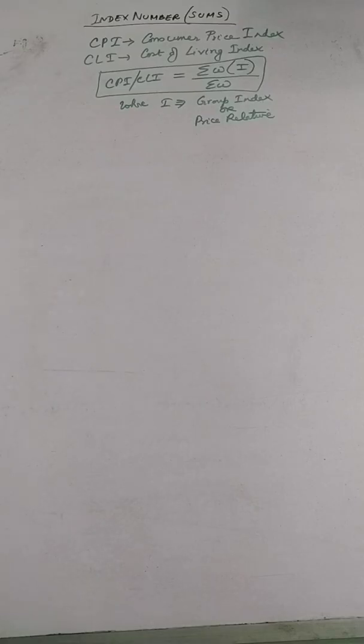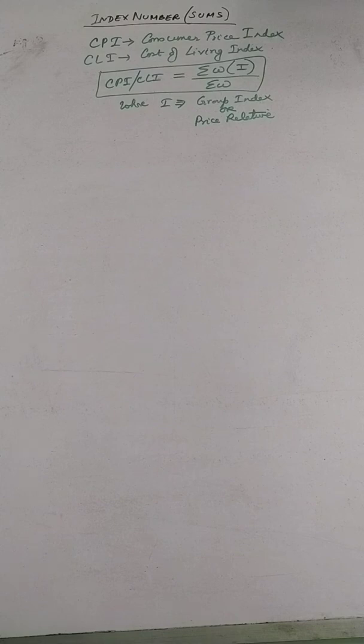CPI and CLI. CPI stands for Consumer Price Index, CLI stands for Cost of Living Index. These are used by economists mostly to calculate salaries and all that: the cost of living, how it has changed over the years. It helps us to decide upon the salary that is going to be given out, and accordingly we need to calculate this.